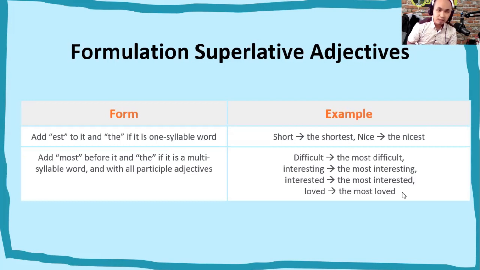Okay, the second formation in here, if you want to change multi-syllable words, you add "most", but don't forget to also use "the" in here. For example, difficult. Difficult is multi-syllable. If you want to change it to a superlative adjective, you just add "the most" and after that the word, okay? And then the second example, interesting, just add "the most" interesting, okay? Interested, just add "the most" interested. Easy, right? Okay, easy. That's very easy.